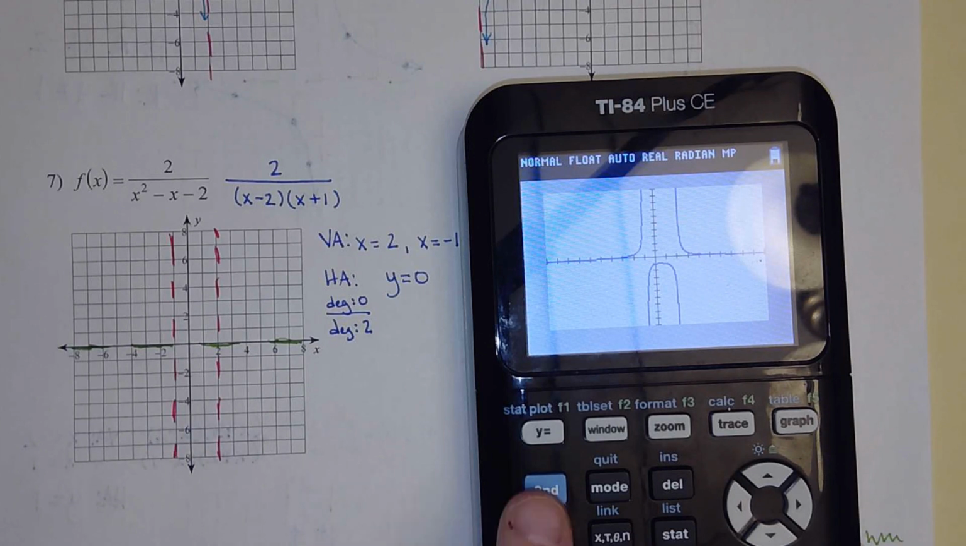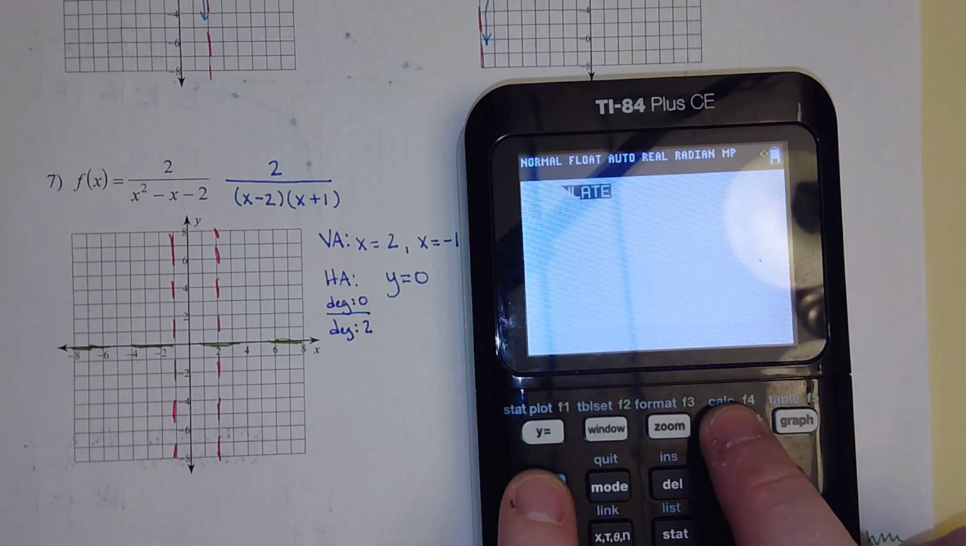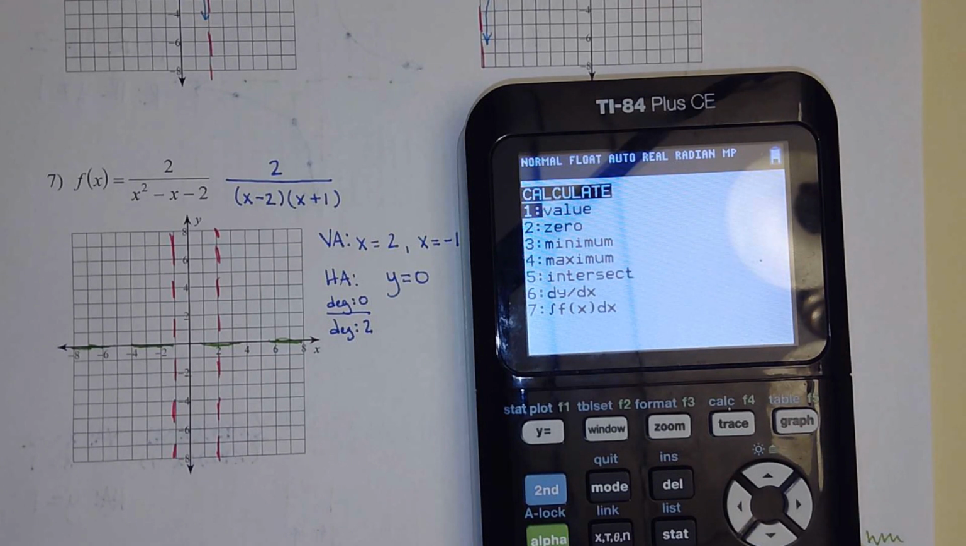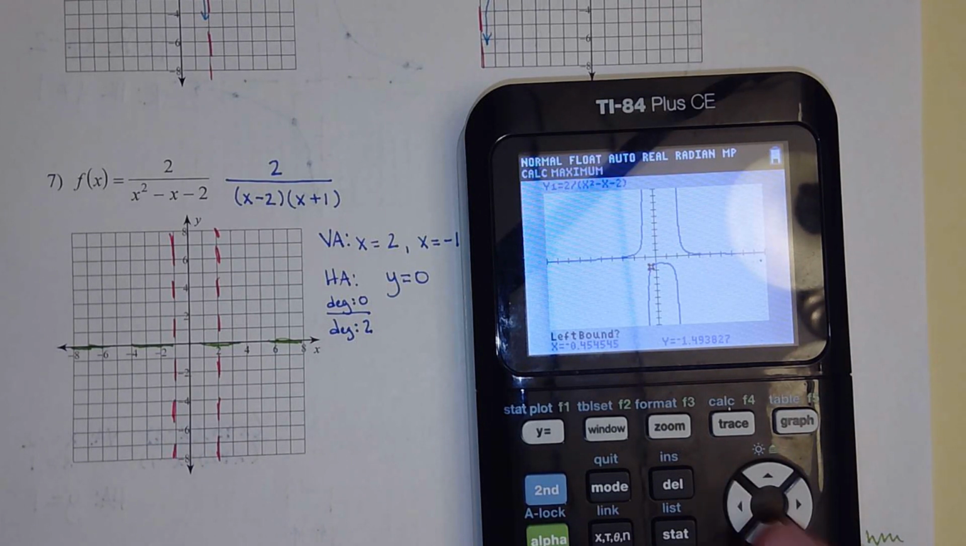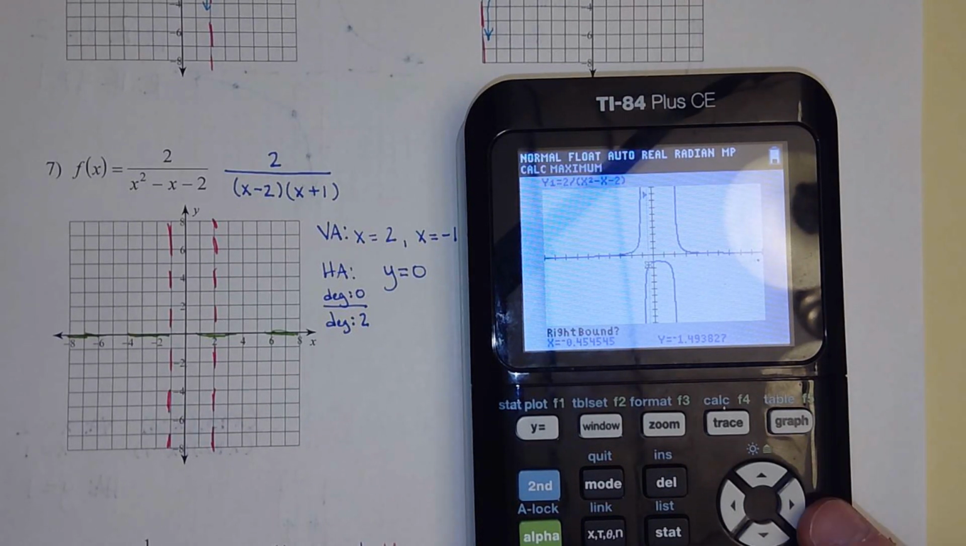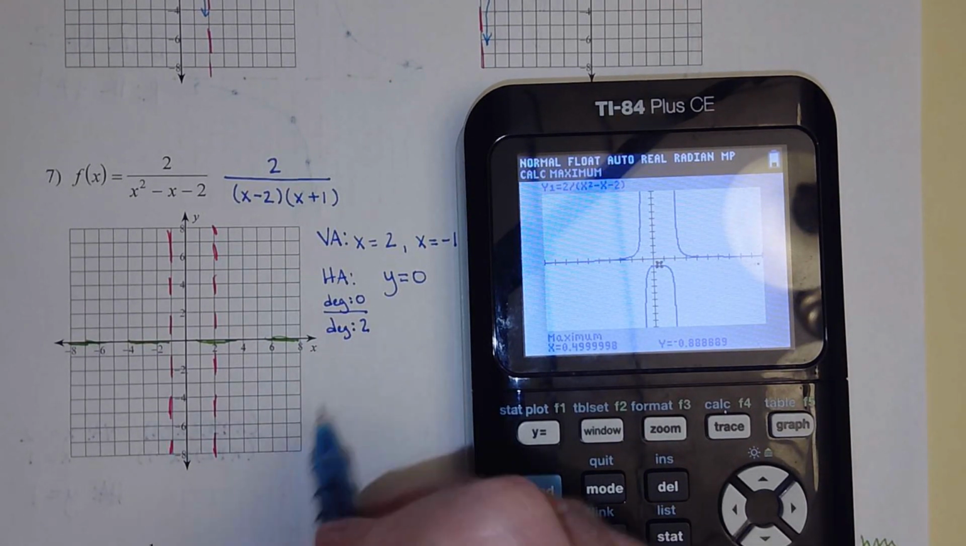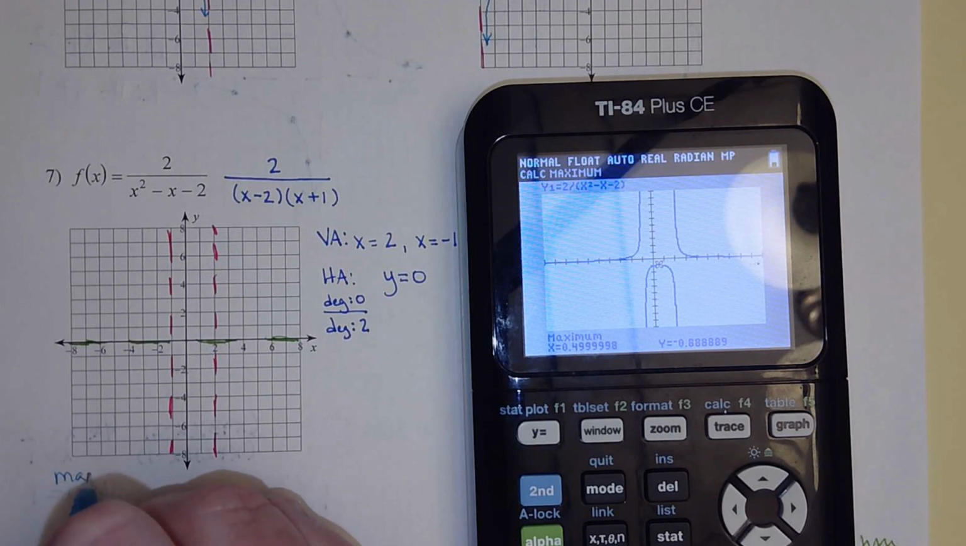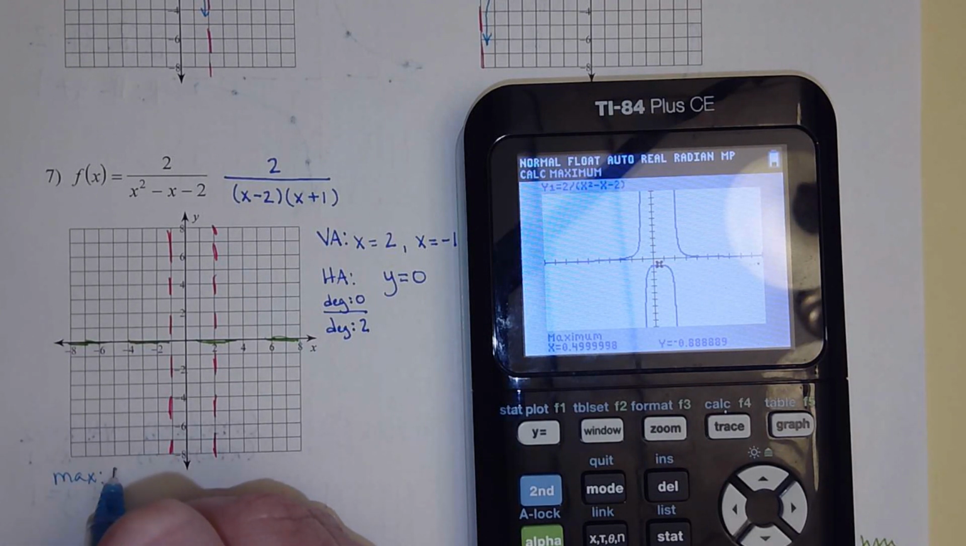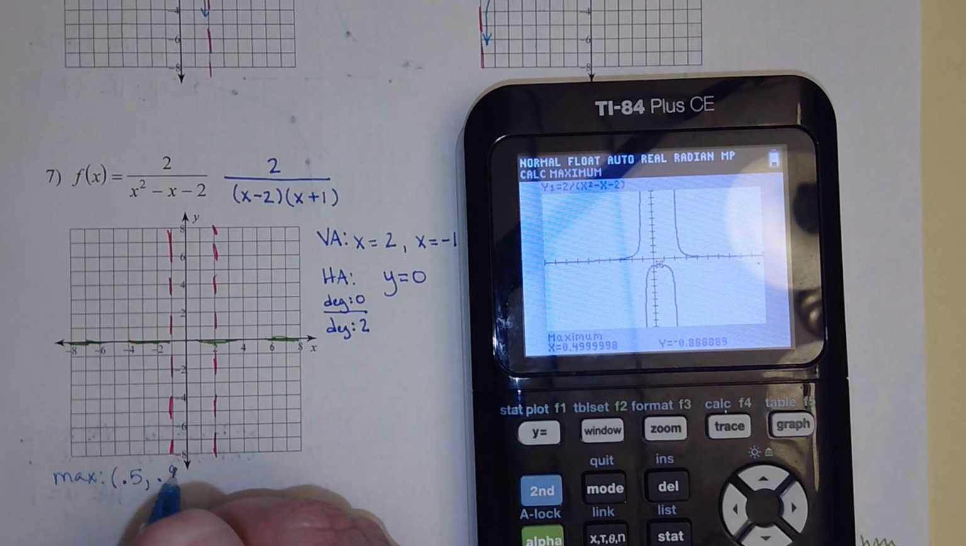Going to go second calc. I'm going to go calculate a maximum. Going to go to the left side. Going to go to the right side. And I'm going to plot down that point. So I have a maximum. 0.5, comma, 0.8 repeating.